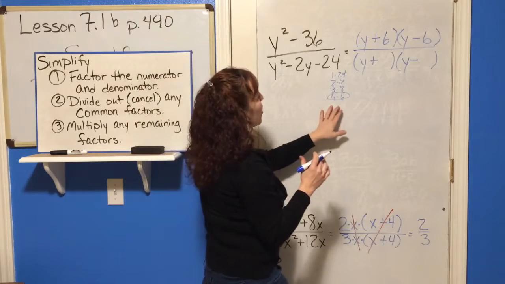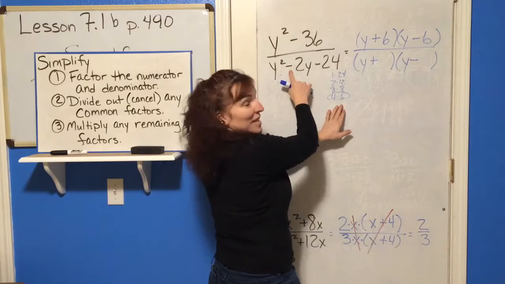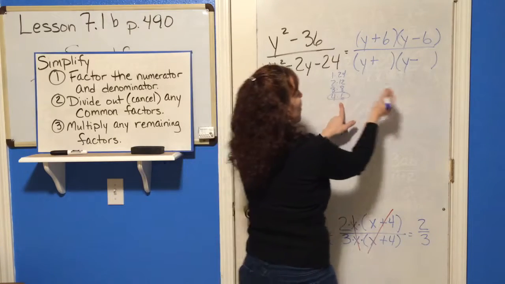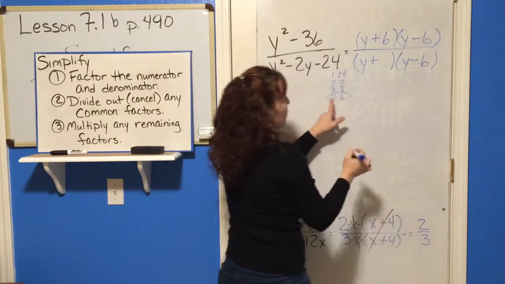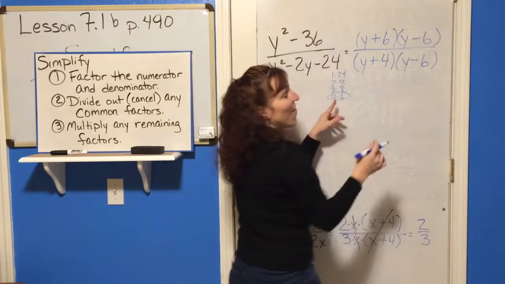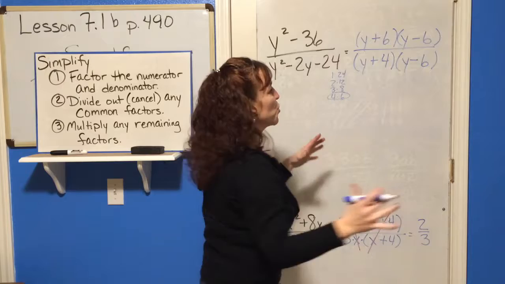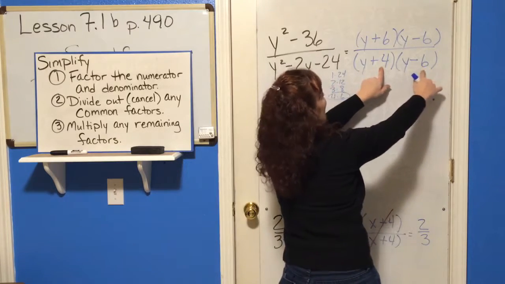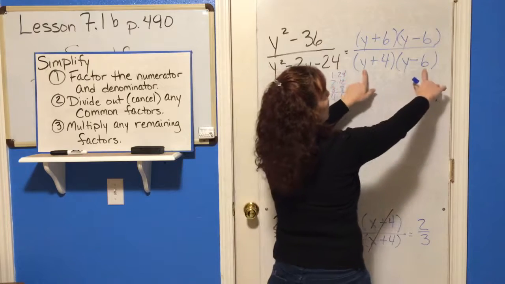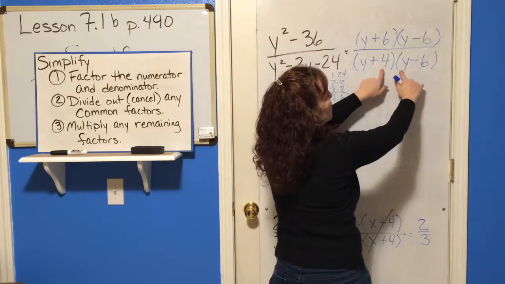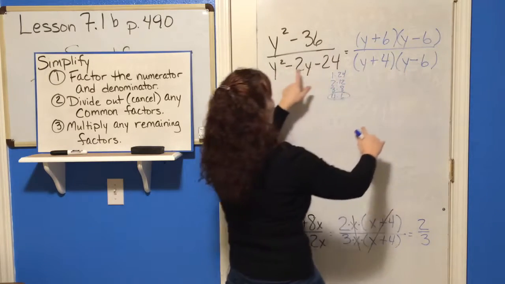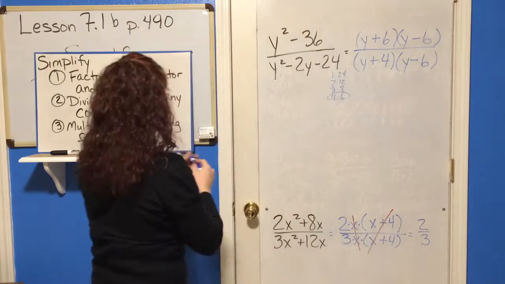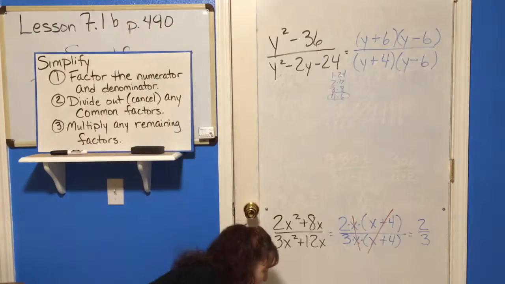All right, so now I know I want the bigger one to be negative because when I subtract, I want to get a negative answer. So I want the 6 to be negative, and I want the 4 to be positive, and then I go back and I check just to be sure. y times y is y squared. Positive 4 times negative 6 is negative 24. Negative 6 plus 4 is negative 2y, and that's what I have in the middle term. So now I'm finished with my factoring.